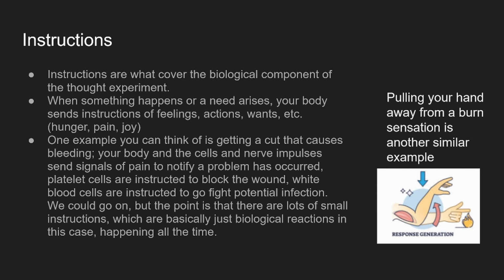One example you can think of is, let's say you get a cut somewhere on your body and it causes some bleeding. Well, your body sends nerve impulses and the cells start to react. They send signals to other cells. Firstly, you get a pain notification, like, oh hey, there's something wrong here. And then your body's like, all right, we've got signals that there is an injury here. We need to send some platelets up there, we've got to get that wound blocked, we've got to get some white blood cells going that way so we can fight off any potential bacteria or infection. And it can go on and on.